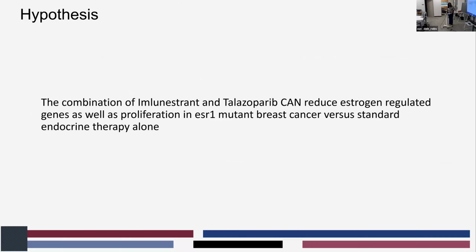Okay, the hypothesis for our experiment was that the combination of imlunestrant and talazoparib can reduce estrogen-regulated genes, as well as proliferation, in ESR1 mutant breast cancer versus standard endocrine therapy alone.